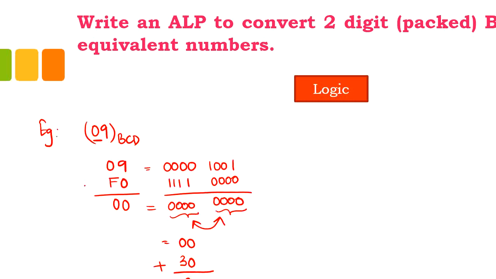30H. Now again I need to consider the number 09, that is the BCD number. Now I want to perform the operation on the lower nibble, that is 9. So here this is already in the form of the lower nibble, so swapping will not be required. All you need to do is just add this with 30H in the end after you perform the masking.